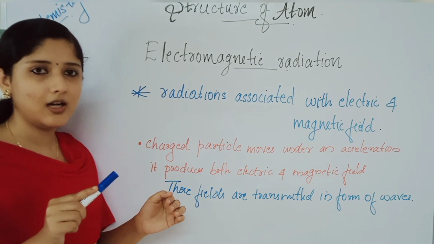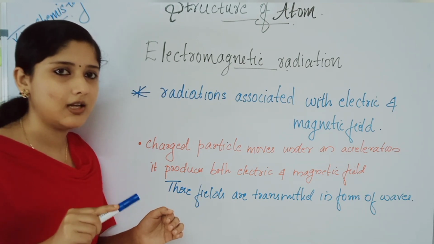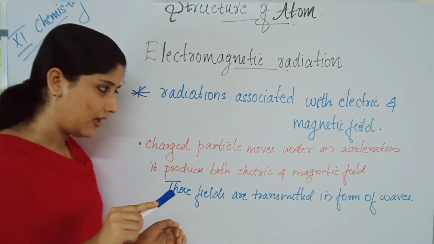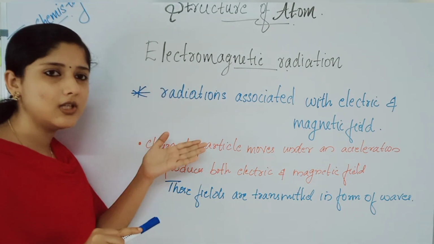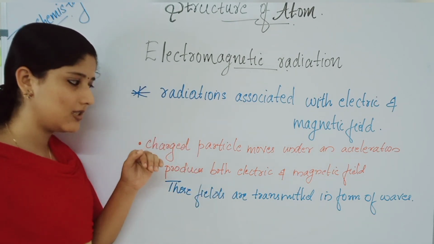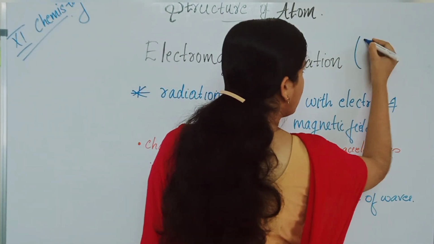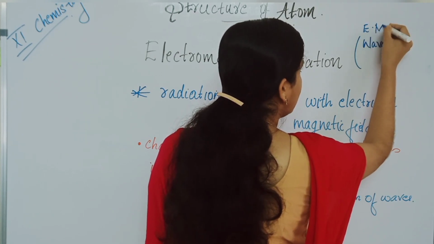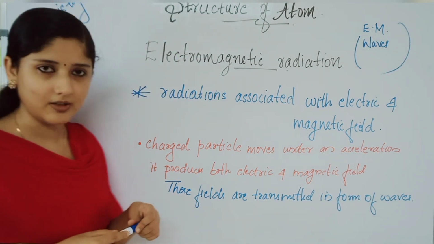When a charged particle under acceleration moves, it produces both electric and magnetic fields, and these fields are transmitted in the form of a wave. These waves are called electromagnetic radiation because they have both an electric field and a magnetic field, transmitted in the form of waves. So they are called electromagnetic waves, or EM waves, or electromagnetic radiation.